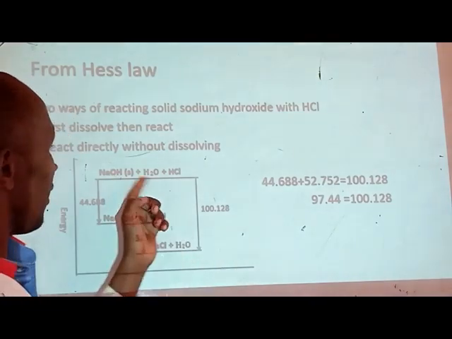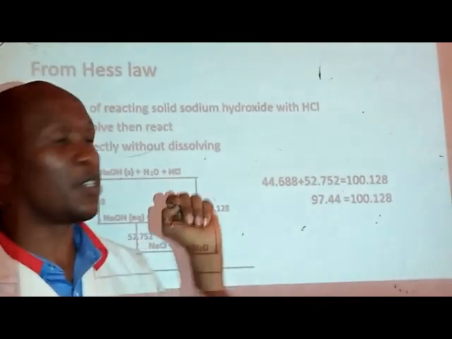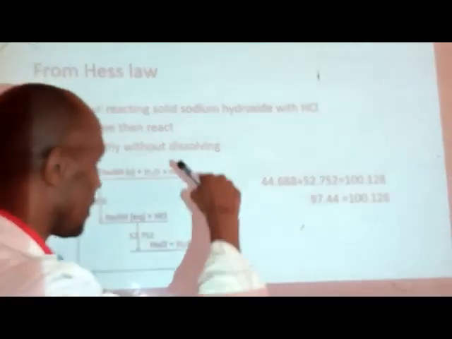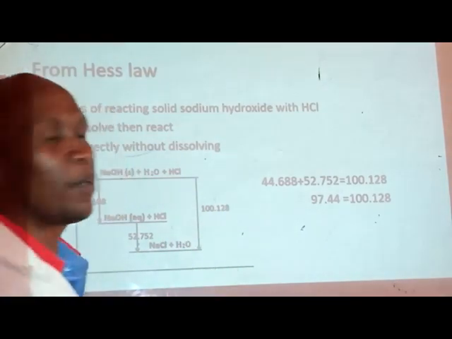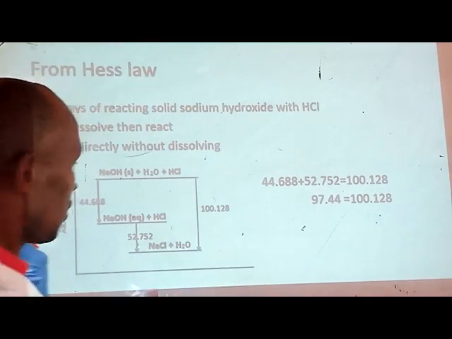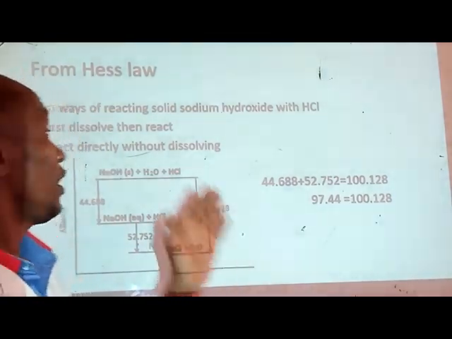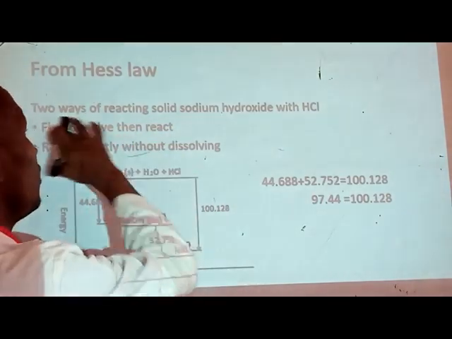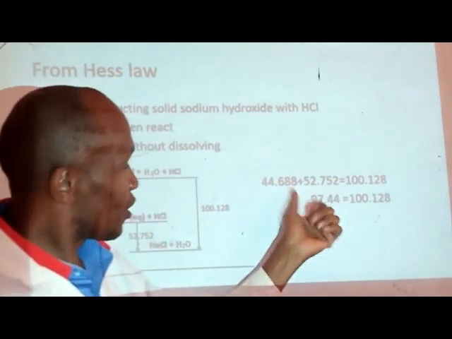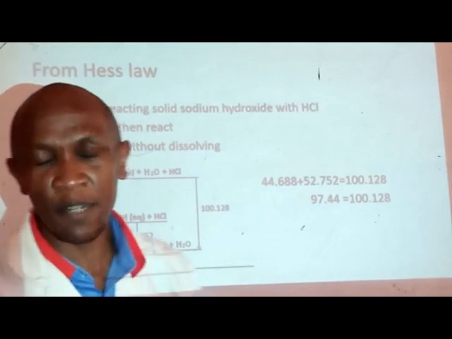That was 52.752. Now the other way of doing the reaction is to react it directly without dissolving. Just react the sodium hydroxide with hydrochloric acid. So I got 100.128 kilojoules. So what is the relationship? This plus that should be equal to that. It doesn't matter whether I do it this way or this way, the energy should be the same. And this is what I have: I have worked it out to 97.44. The other one is of course 100.128.